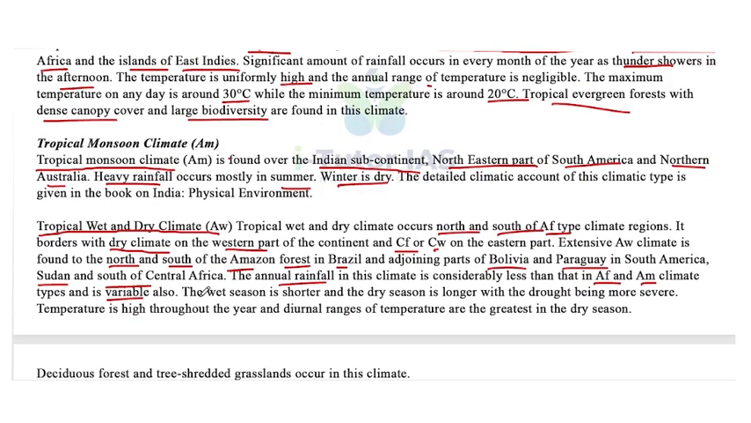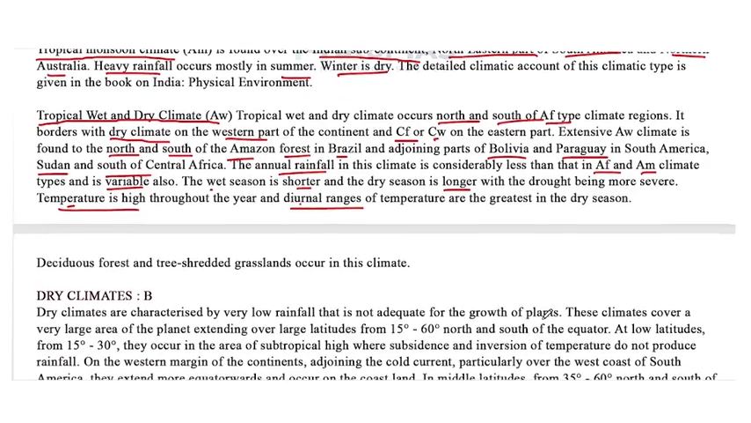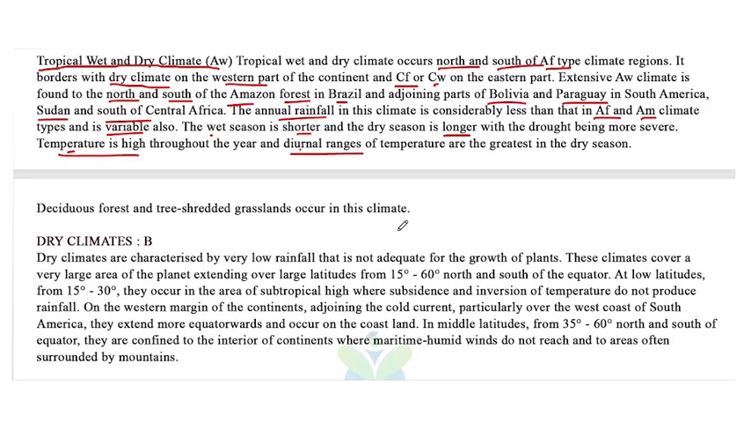The wet season is shorter and the dry season is longer, with the drought being more severe. Temperature is high throughout the year and diurnal ranges of temperature are the greatest in the dry season. Deciduous forest and tree-shredded grassland occur in this climate. These are some of the plants found in this climatic area.